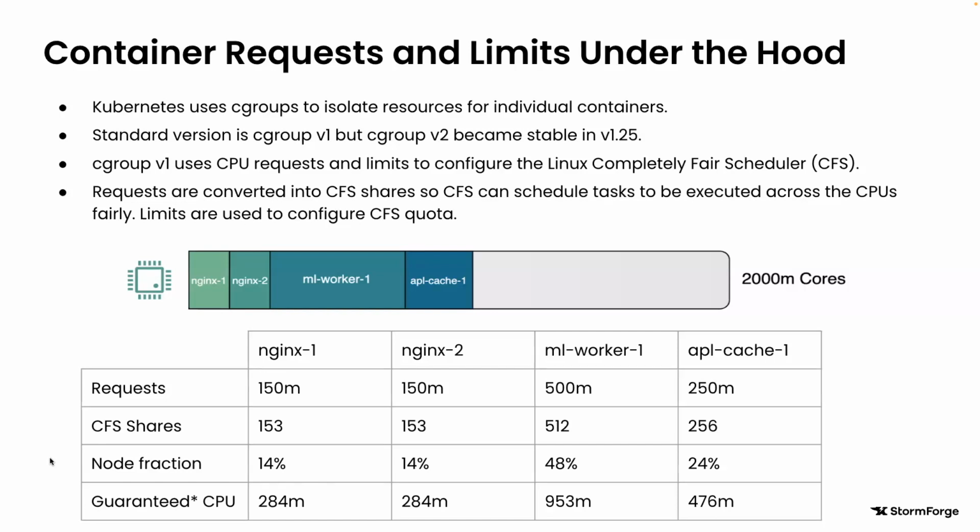However, if there is unused space, Kubernetes is not going to waste it. It's going to apportion it out to all the workloads depending on the requests they have, because that's what translates to the CFS shares. So that's how requests work.